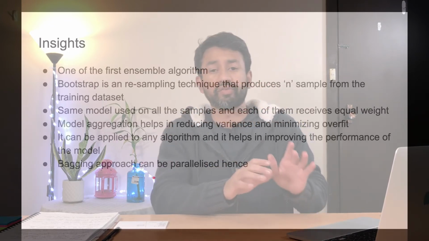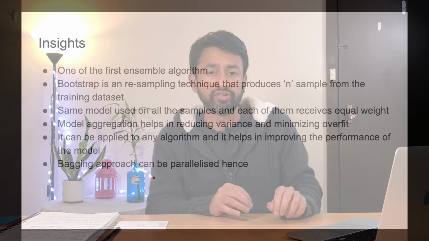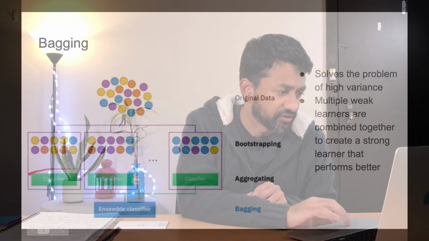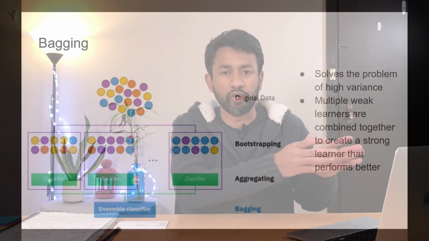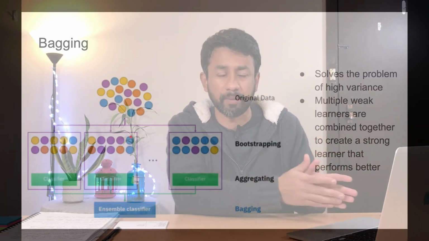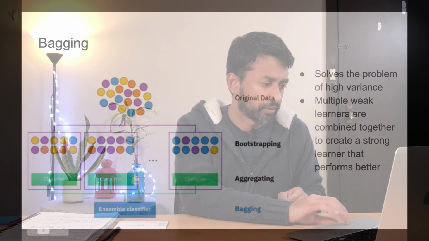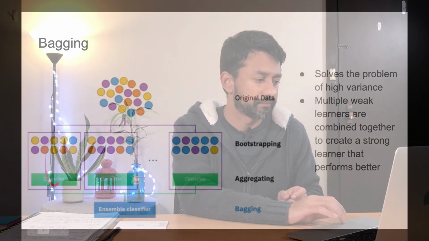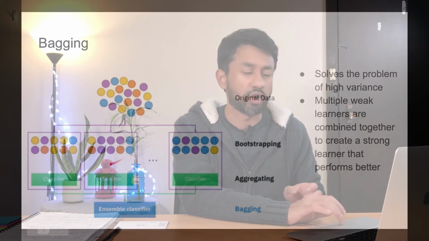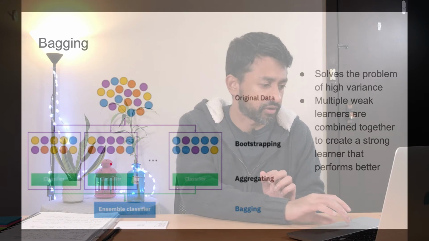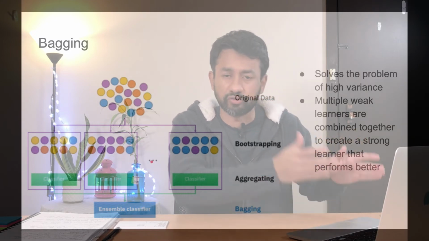And finally, one of the best advantages of the bagging approach is that it can be parallelized. How can it be parallelized? Each of the models that we build on each of these samples is independent of the others. So the performance of the model on this particular sample doesn't affect how the model should be for this other sample. Each of those is independent.